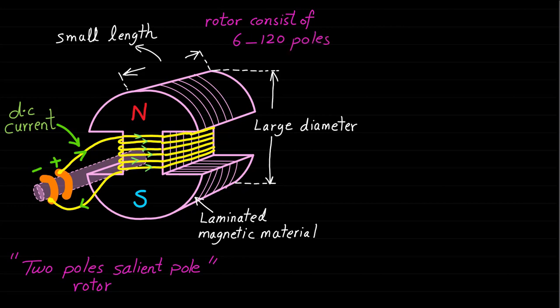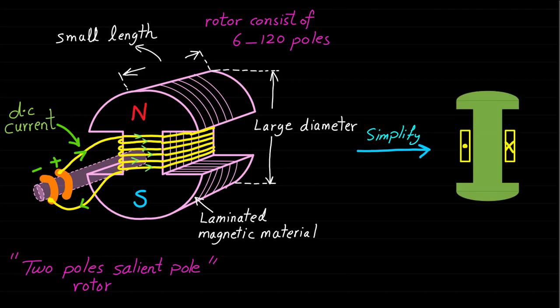The direction of the DC current determines the direction of the rotor magnetic field and therefore the rotor poles. By varying the magnitude of the DC excitation current, we can vary the strength of the magnetic field. To simplify this drawing of the two-pole salient pole rotor, the drawing can be represented by a rotor core with two poles, north and south poles, as shown.